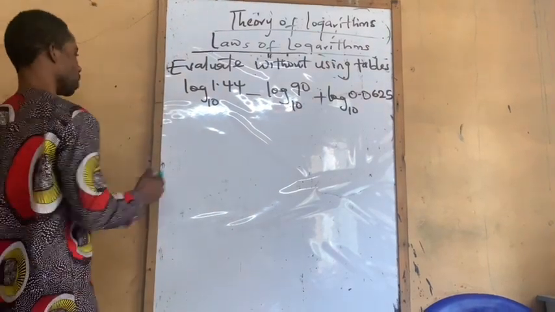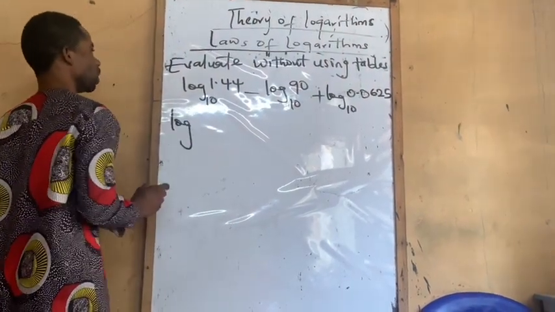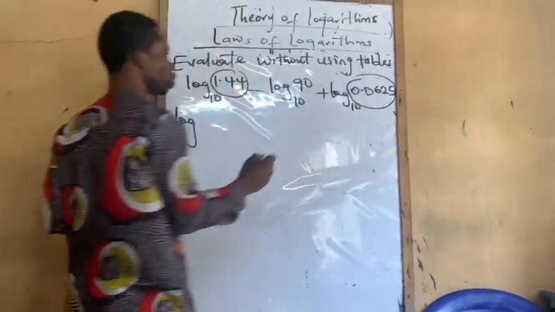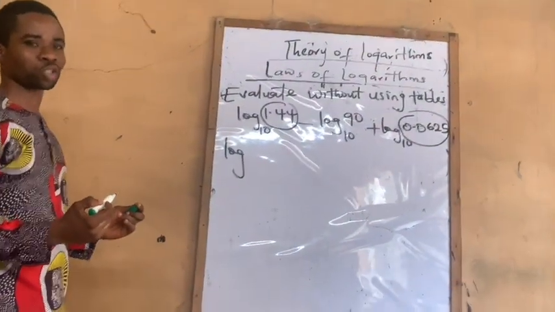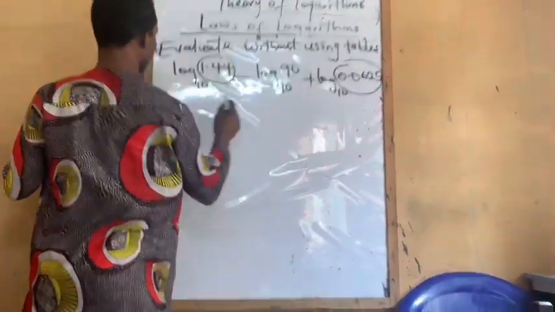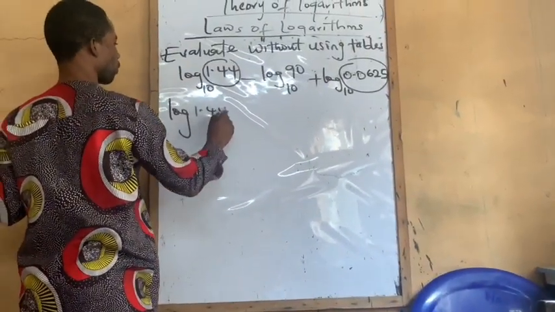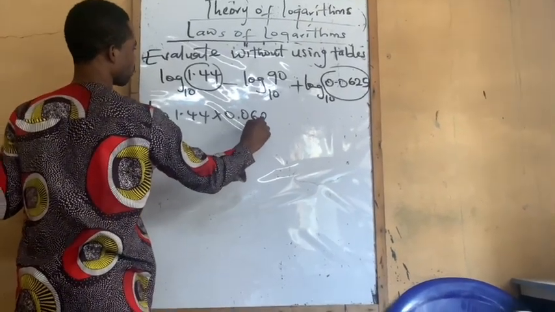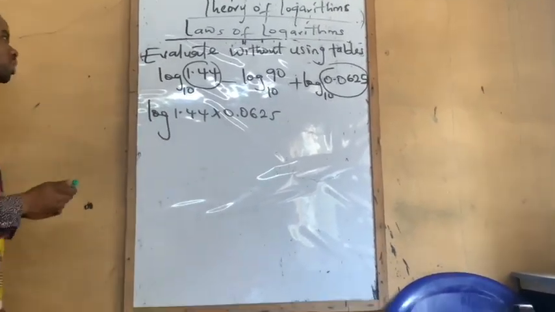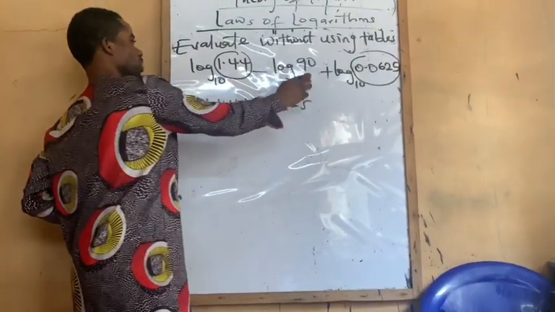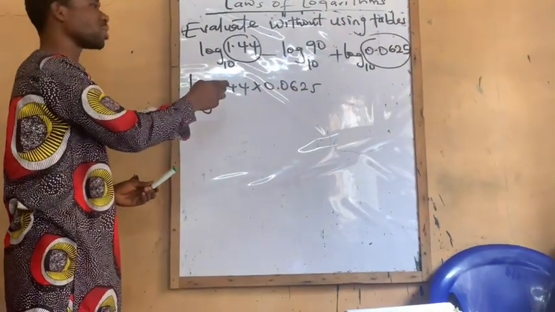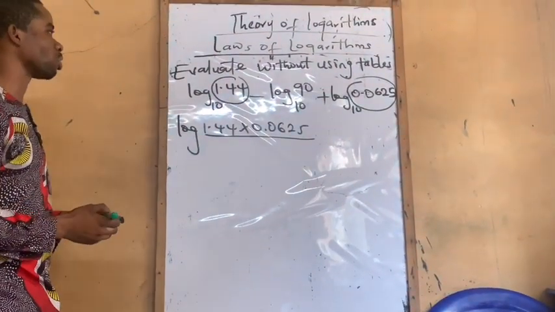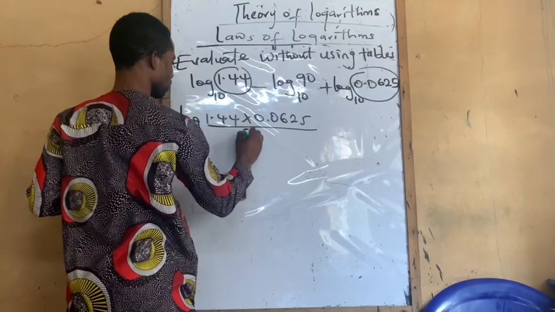What you do is say log, and for these ones that have plus, you know they will change to multiplication. That means you have to multiply them together. That means 1.44 times 0.0625. Now, this one has minus. That means this one, if you come under, is divided by, according to the law, minus will change to division, divided by 90.